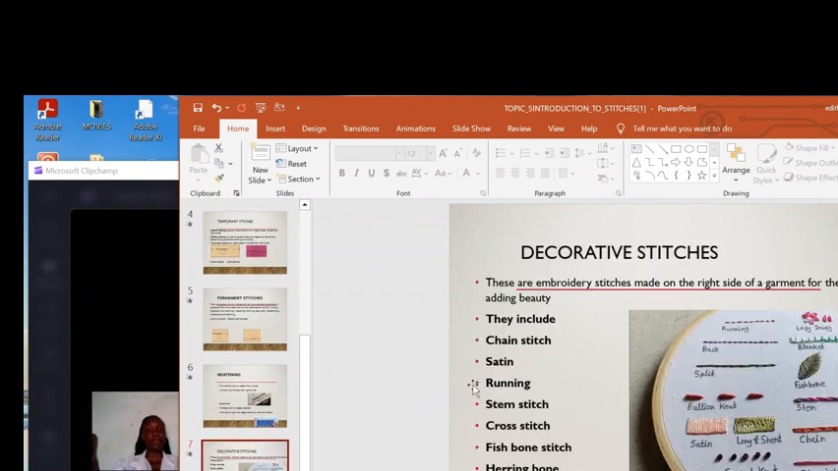The last one, we looked at decorative stitches, whereby we gave many examples such as chain stitch, satin stitch, cross stitch, fishbone stitch, herringbone, etc.